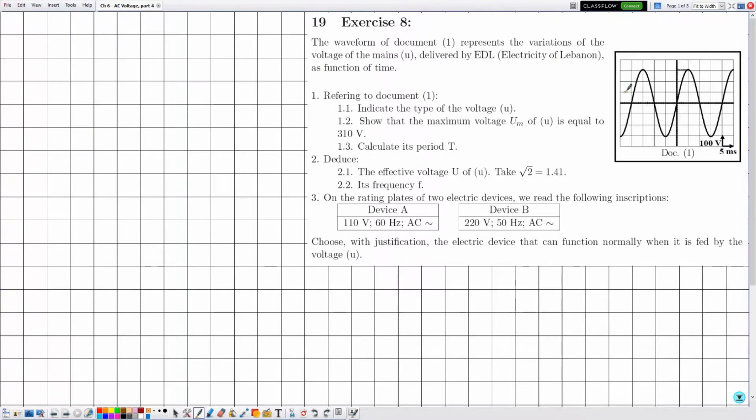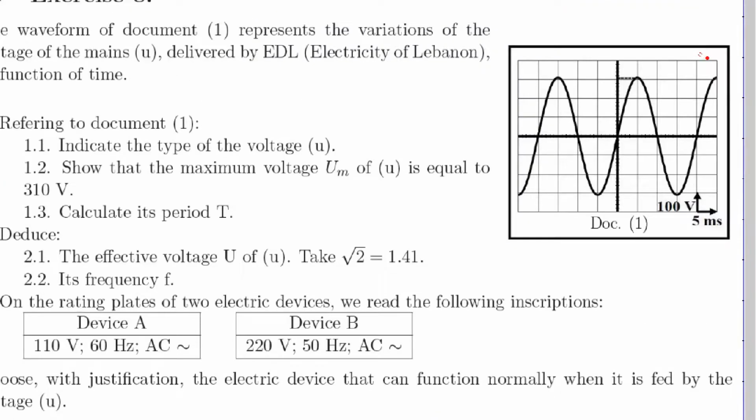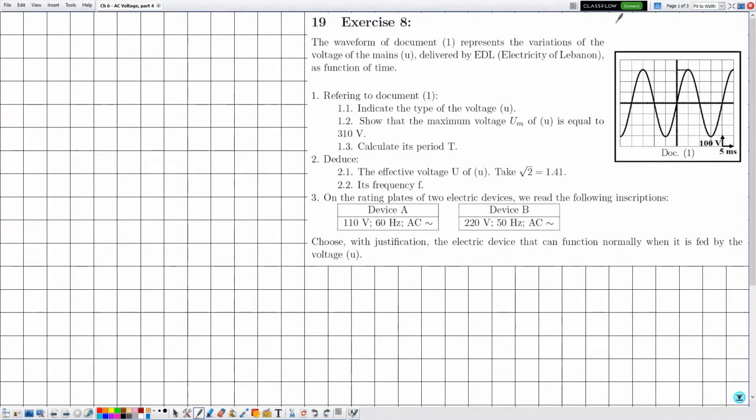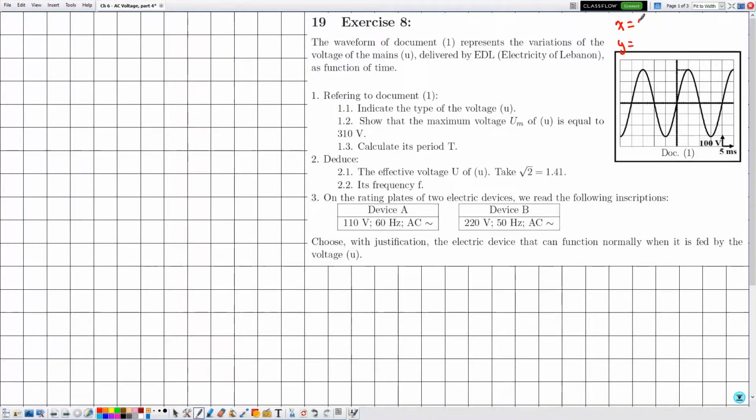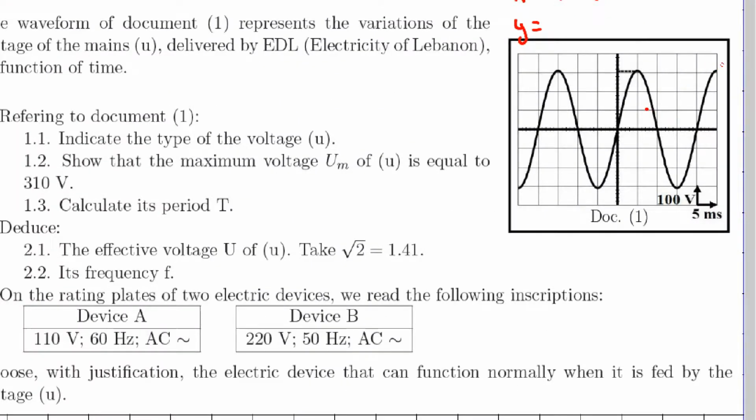Now the trick in solving such exercises is to extract the values of x and y, knowing that any curve represented in a plane is represented by a point having two variables x and y. So what does x represent? x represents the number of divisions between two consecutive peaks. If we choose these two peaks, we have 1, 2, 3, 4, so x is equal to 4 divisions. As for y, it represents the number of divisions from the center to the maximum point reached by the curve.